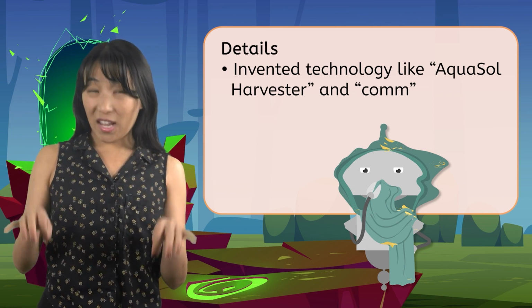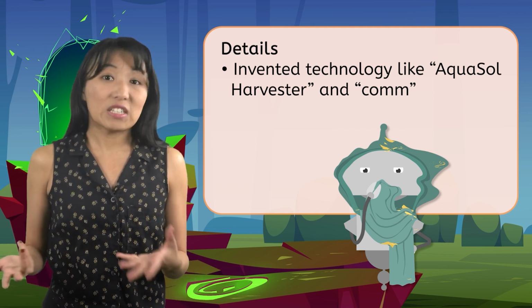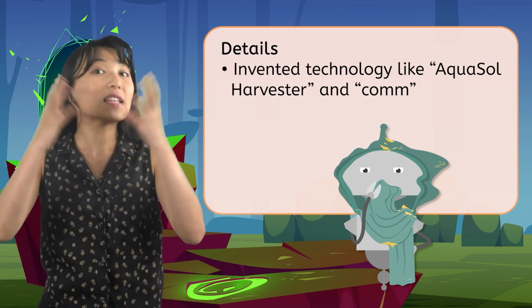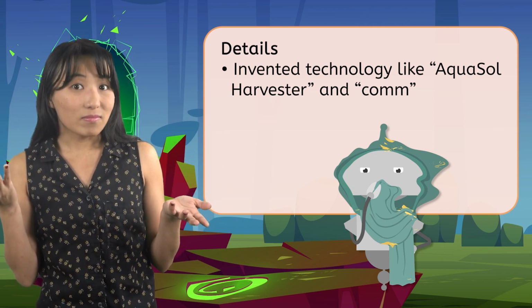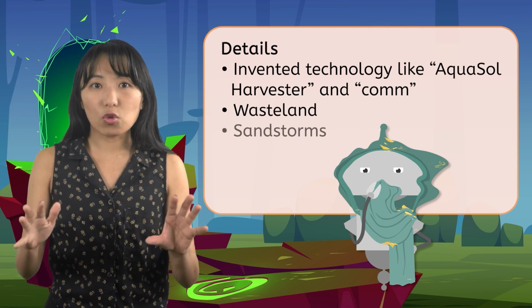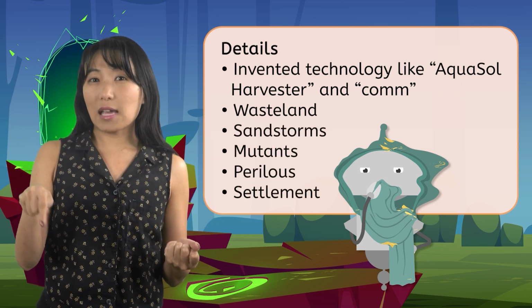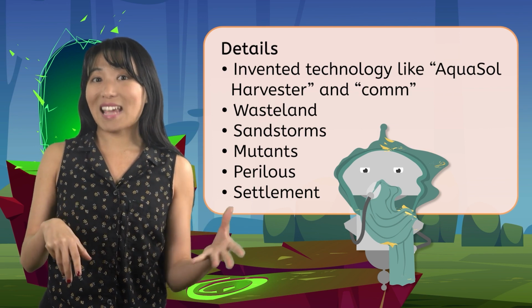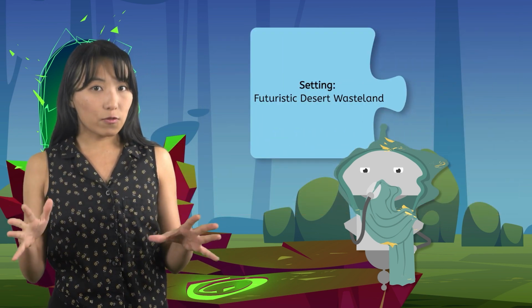As far as where this is set, I didn't find specific countries. In fantastical settings, the author often invents the location. So, what kind of place is this? It's a wasteland with sandstorms and mutants, and it's perilous outside. She's also in a settlement, which is less developed than a town. We can infer the setting is a desert in a dangerous future.